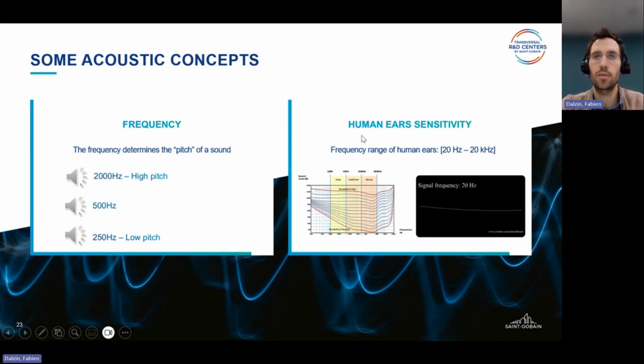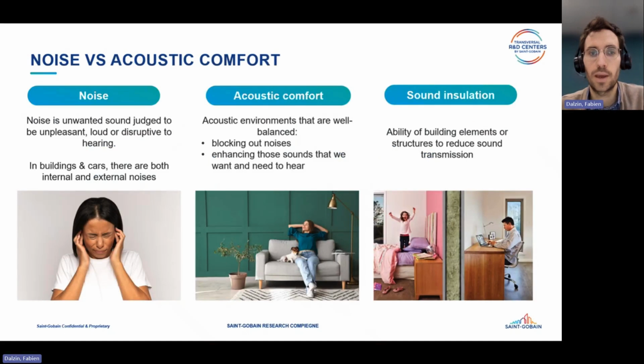Okay, so now we have the sound pressure level. You understand what is the frequency. Then we can go into some other concept, noise versus acoustic comfort. So what is a noise? Noise, in fact, is a sound that you don't want to hear. So if you have some motor noise outside, it's noise. And also if your neighbor plays music very loud, for him it's music, for you it's noise.